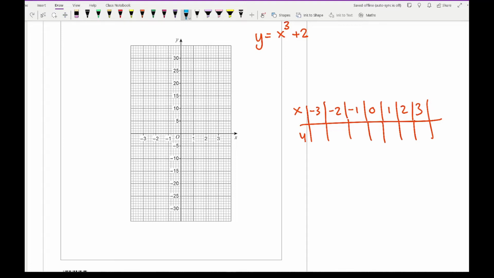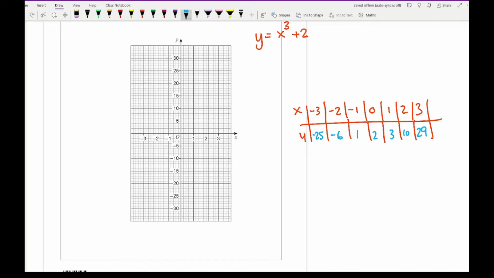So -3 cubed is going to be -27, plus 2 is -25. -2 cubed is -8, plus 2 is -6. -1 cubed is -1, plus 2 is +1. 0 is going to be 2. Then 1 cubed is 1, plus 2 is 3. 2 cubed is 8, plus 2 is 10. 3 cubed is 27, plus 2 is 29. So what I now need to do is plot these coordinates.